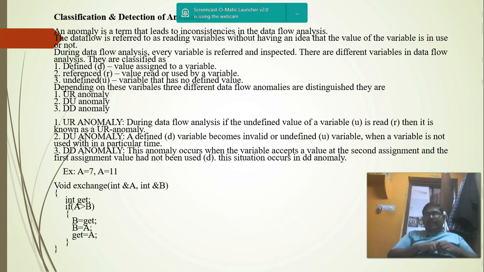For example, let us see here. Here is an example. See here, a equals 7 and a equals 11. And if you see here, there is some function definition. Here int get, if a is greater than b, b equals get, b equals a, get equals a. We will see the anomalies one by one.